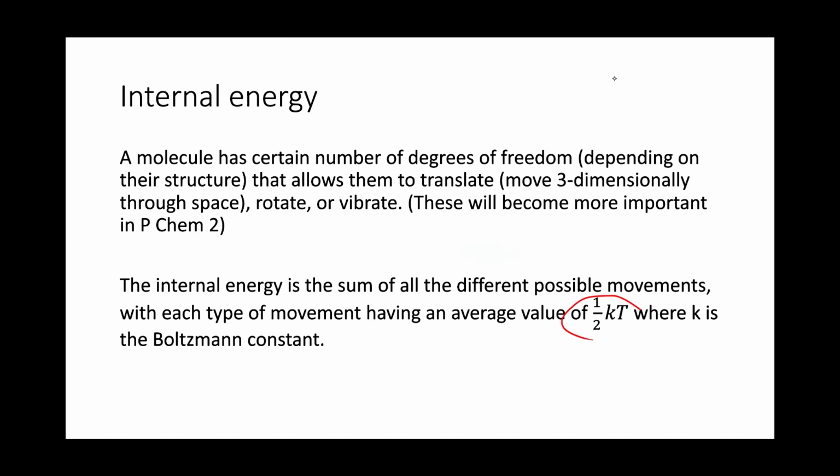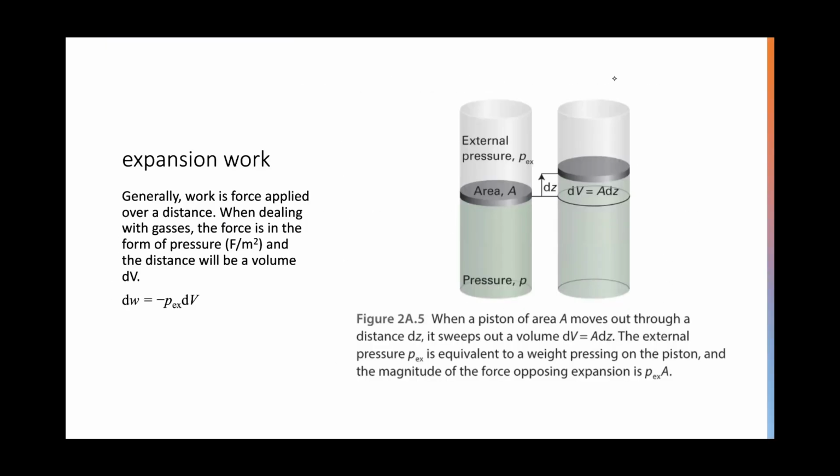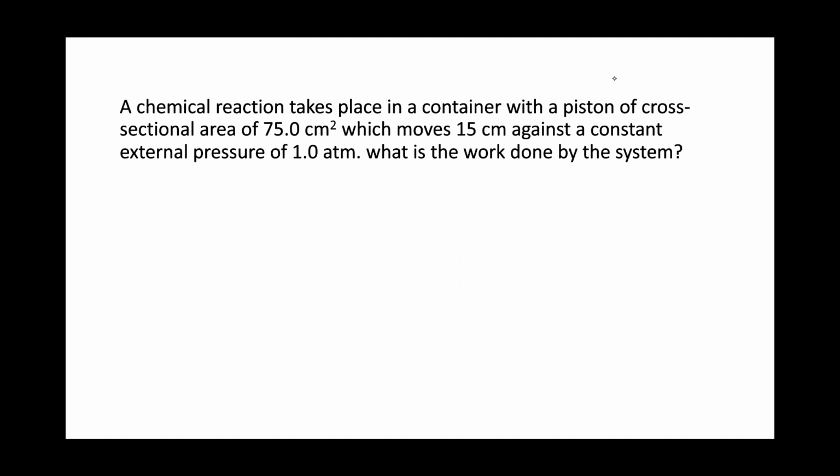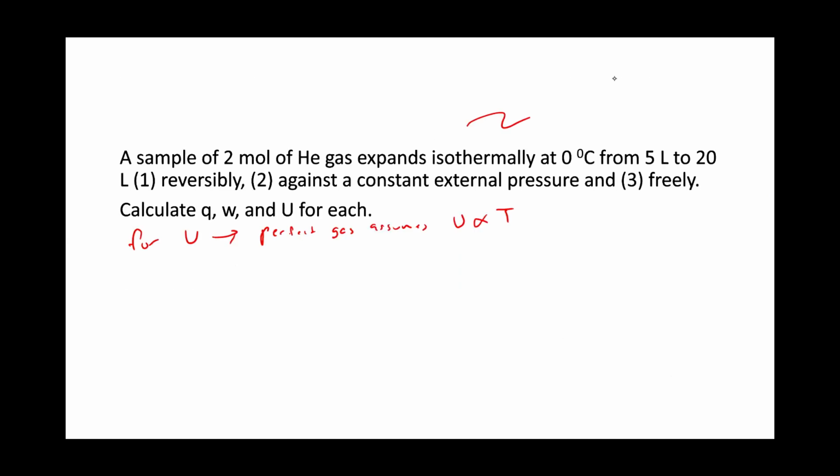The sum of all the different possible movements, and nothing to do with the pressure or the temperature or the volume, I should say. And so for all of these, whether it's reversible, constant external pressure, or free expansion, if it's a perfect gas, we would assume that delta U is going to be 0 for all of them.